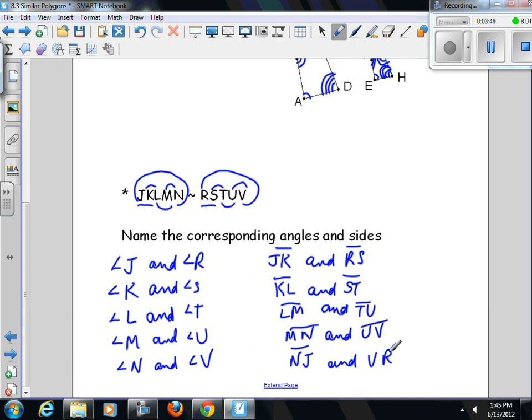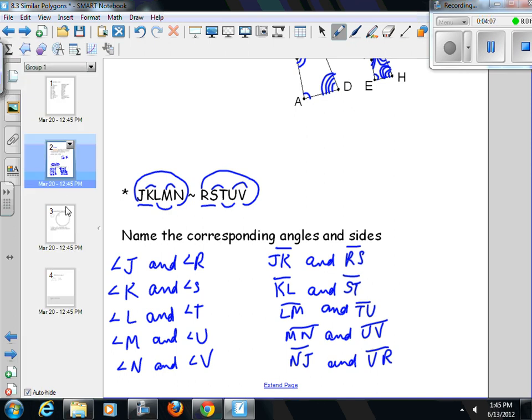If you want to make a sketch, that's fine, but you don't have to. You can actually tell what the corresponding angles and sides are just by looking at the similarity statement. So let's go on to the next page.